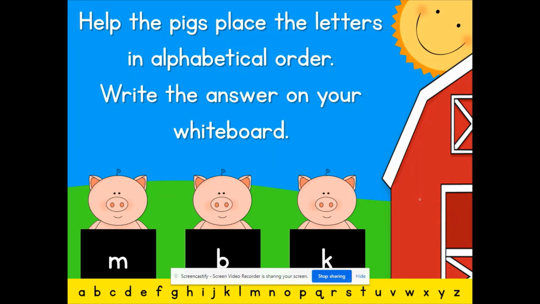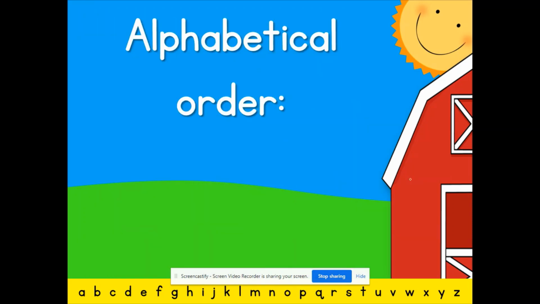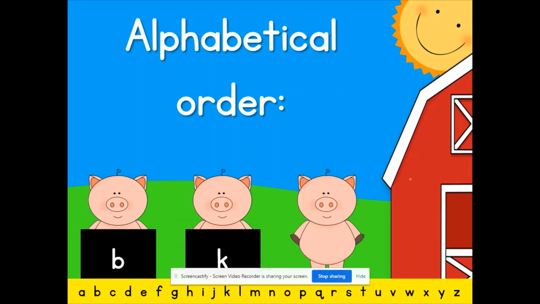All right, so as you go through the alphabet, you're looking for these 3 letters. You see that B comes first, and then K comes next, and then M comes last. So on your scrap piece of paper, you should have B, K, M.